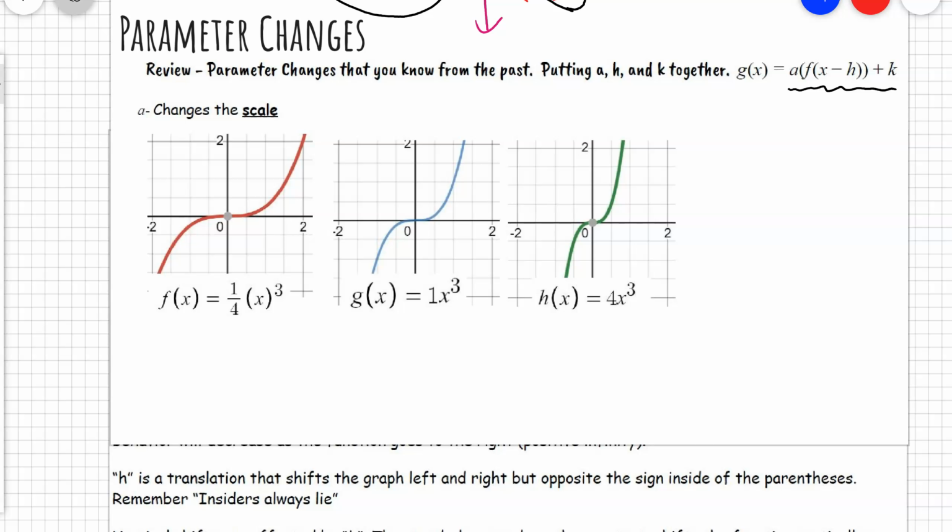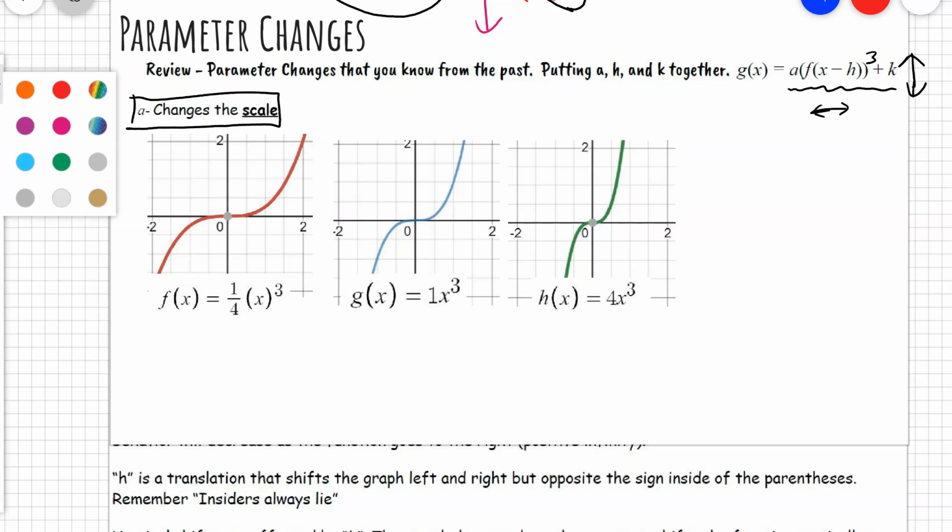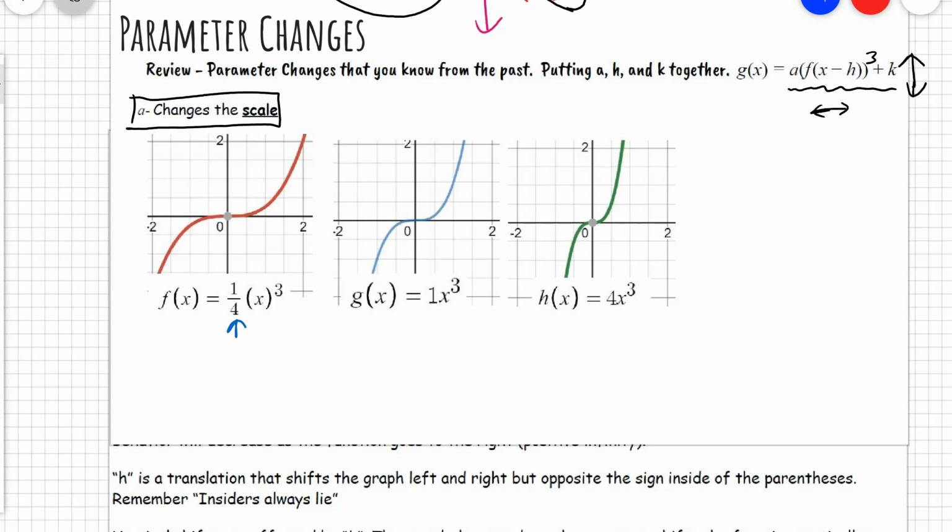So if we're looking at cubic equations, remember h changes left to right, opposite of the inside of the parentheses, because when you set that equal to 0, you have to do the inverse in order to solve for it. The k shifts the whole quadratic or cubic function up and down depending upon positive or negative. And a is going to talk about scale changes. So when we're talking about scale changes, it's really based off of the value of a.